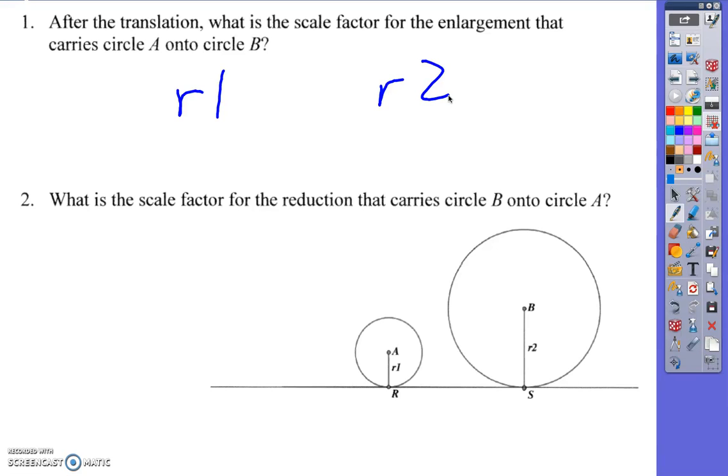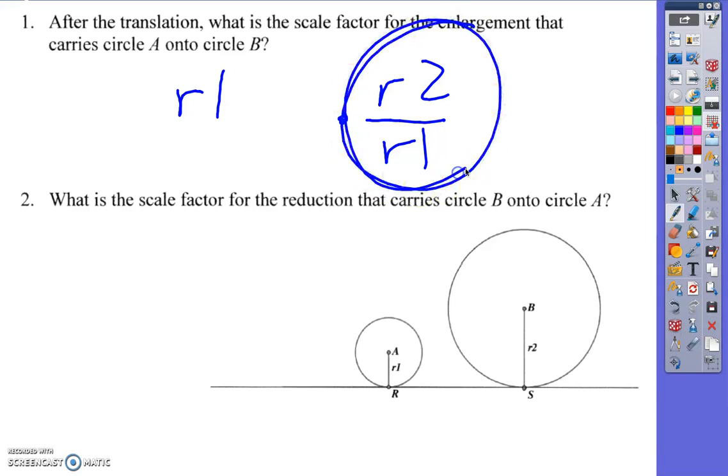Well, those are not numbers. So what do I do? Well, I know I'm multiplying to turn A into B. What am I multiplying by? Well, to turn R1 into that, I'm going to multiply by this. And then the R1 will cancel out and I'll be left with R2. So this is my scale factor.